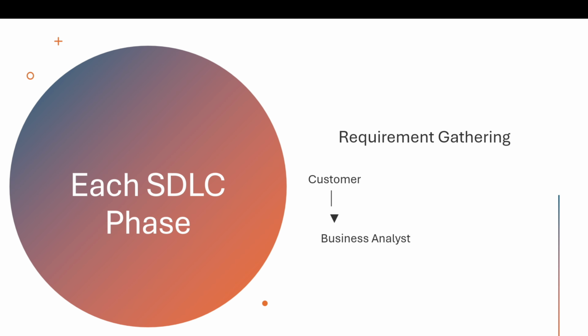We'll discuss these in depth. The first phase is requirement gathering, involving the customer and the business analyst. The business analyst meets the customer to understand the project requirements. For example, the customer needs user registration, login, online payment, and tracking. This is called requirement gathering. Once the requirements are gathered, we'll move on to the design.